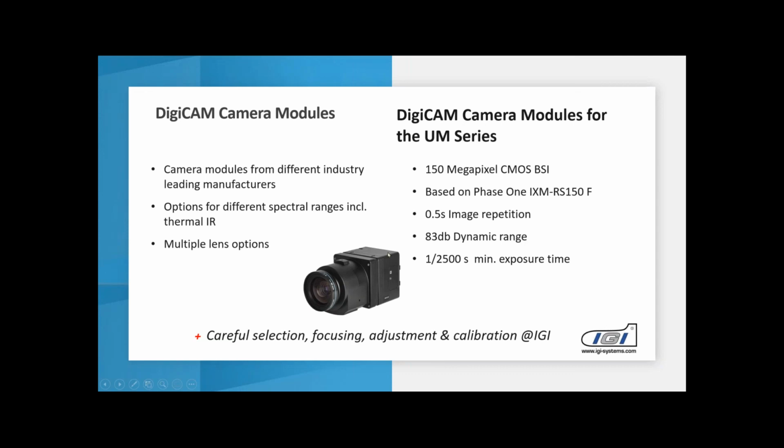Especially for the UrbanMapper, we are integrating the Phase One iXM-RS150 because it has a 150 megapixel CMOS sensor with a high image repetition rate of about half a second. It has a very high dynamic range, 38 decibel, and it can expose very quickly. In the end, what makes this Digicam or an UrbanMapper, of course, is a careful selection, careful focusing, adjustment, and calibration that we do at IGI.